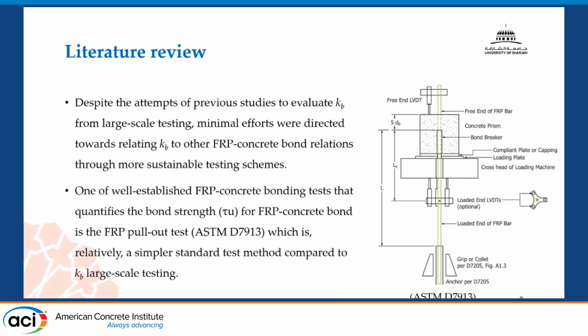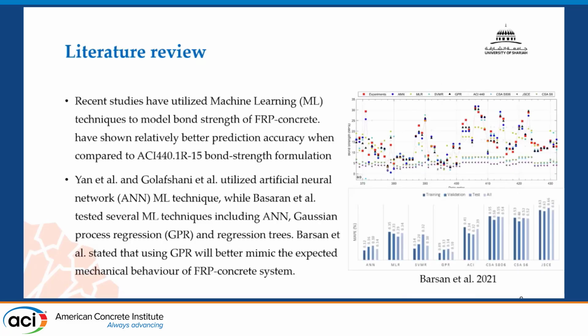All right. Despite attempts of previous studies to evaluate k sub b, there have been very minimal efforts directed toward relating k sub b to other FRP concrete bond relations. One relationship that is indicated in here is how you relate it to tau sub u, the bond strength. And then she's mentioning the ASTM D7913 test that has to do with the FRP pull-out test, and indicates that this is a relatively simpler standard test method compared to k sub b for large-scale testing.